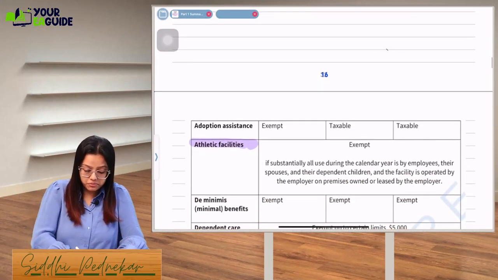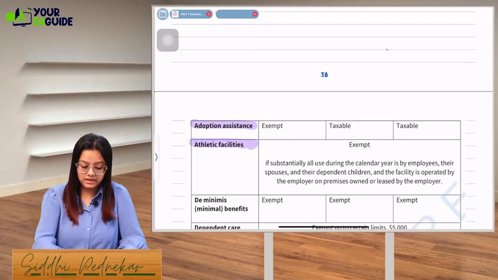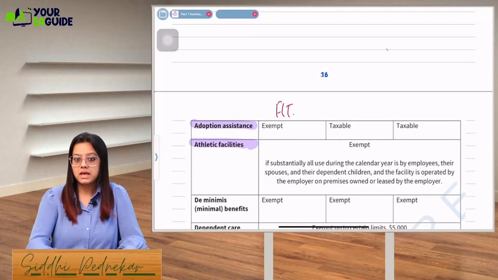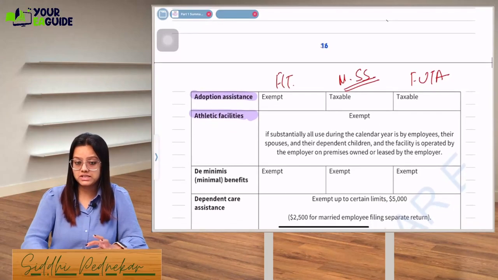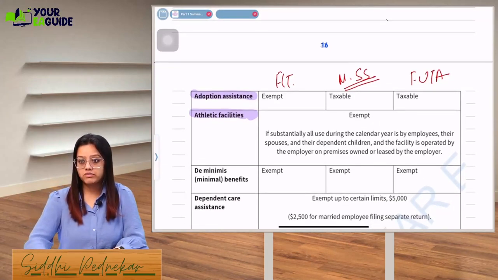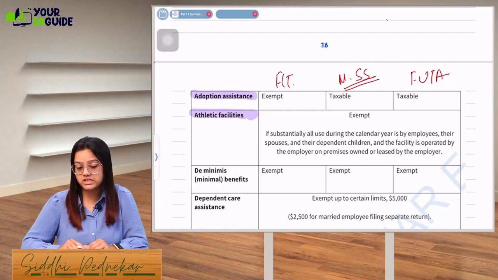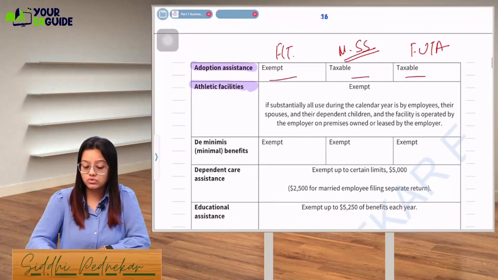Okay. Adoption assistance, if it is provided, then it is exempt from federal income tax. But for Medicare and Social Security, it is taxable. And FUTA also it is leviable. Okay, for adoption assistance, it happens that the employer will be providing some adoption assistance to the employees, then in that case these three things you have to consider.